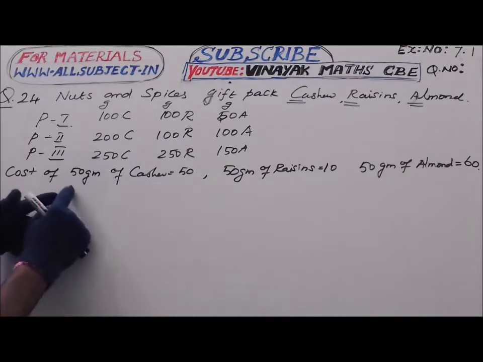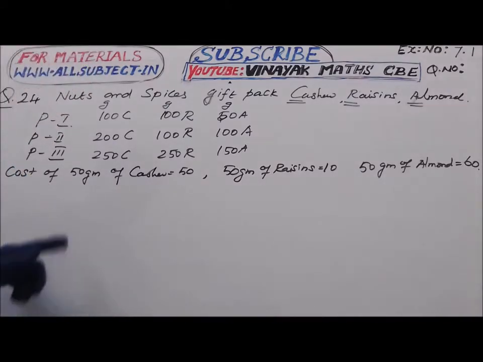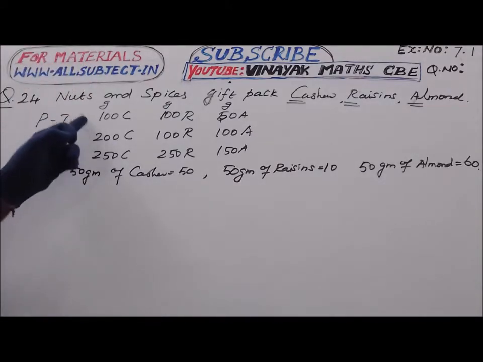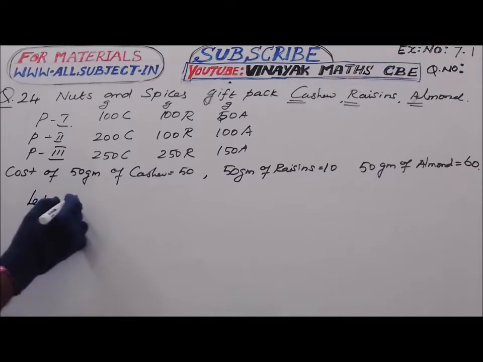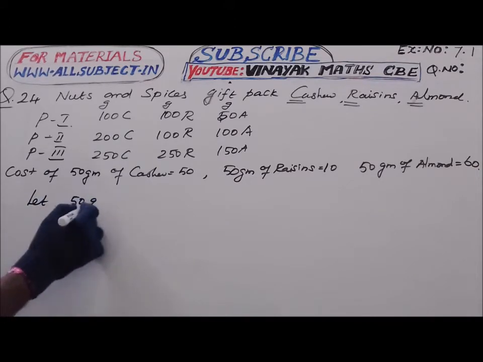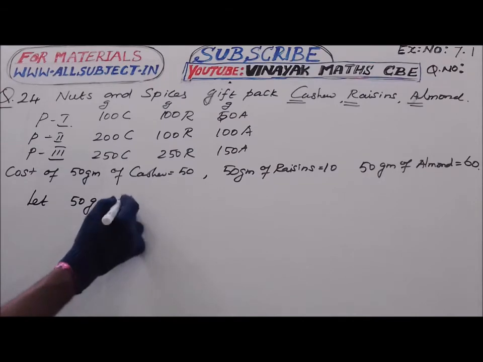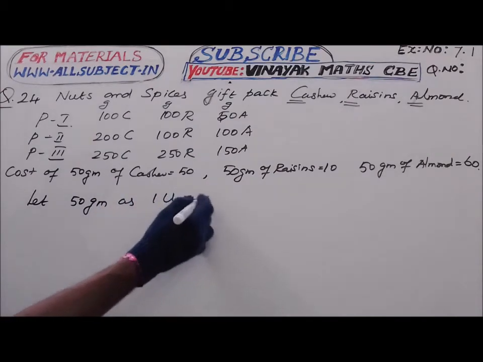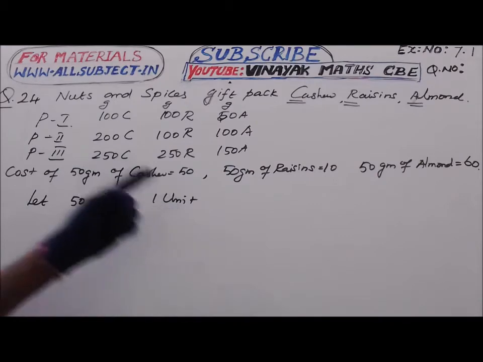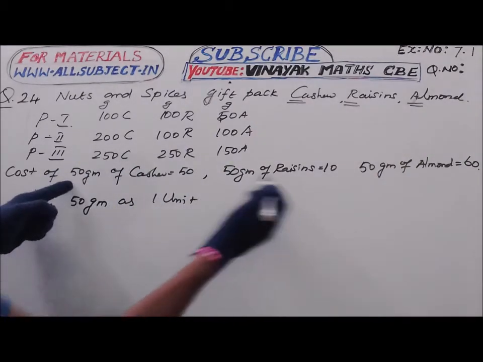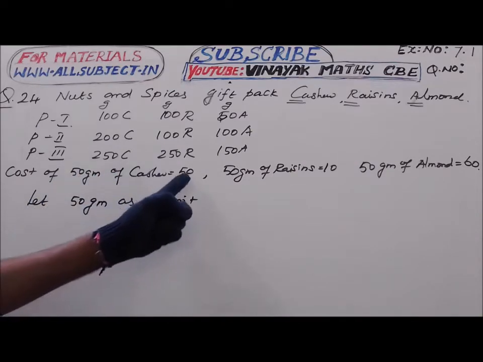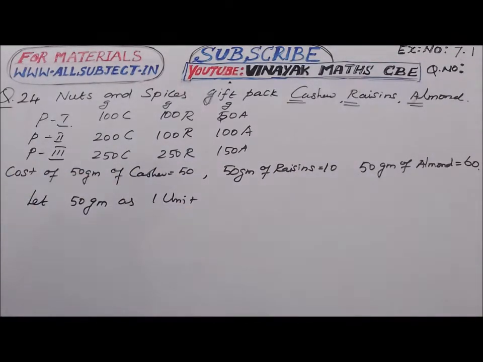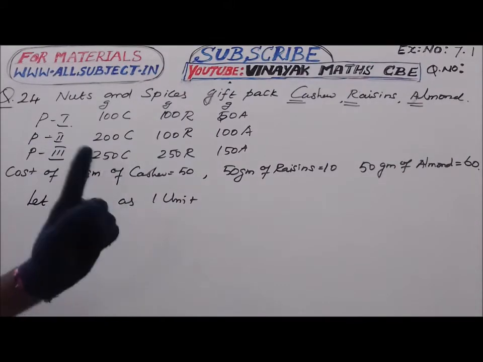So the cost is given for every 50 grams. So convert the given grams into units by taking 50 gram as 1 unit, because according to cost we are taking the unit. For each item, 50 grams is taken as 1 unit. The rate of cost is given for 50 gram in each item. So every 50 gram is taken as 1 unit.